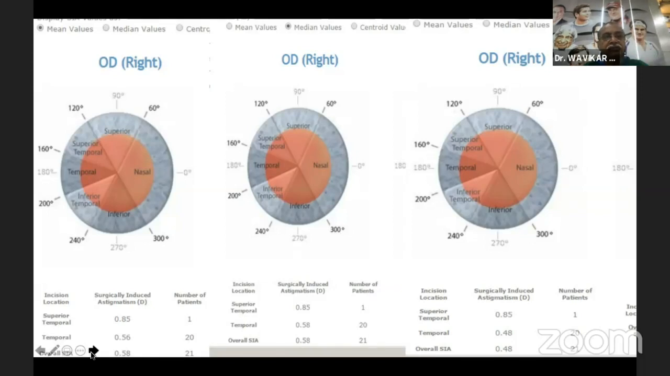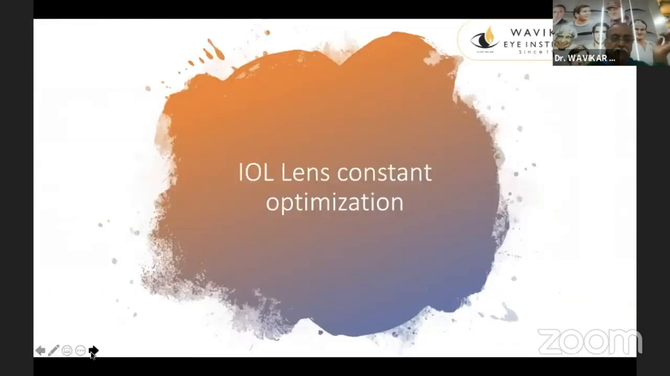On the left hand side is the mean, and on the right hand side is the centroid. You have to send a minimum of 20 cases, but it is better to send 30 cases for temporal, superior each, and wherever you are comfortable with taking incisions. But for a default value, you can start with 0.1.